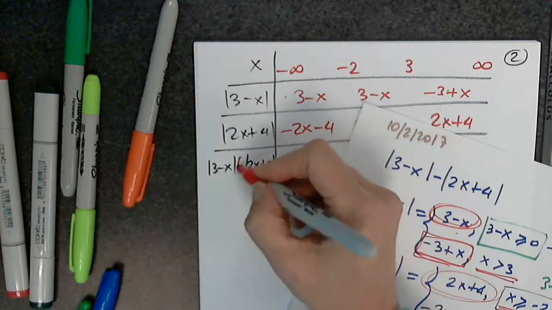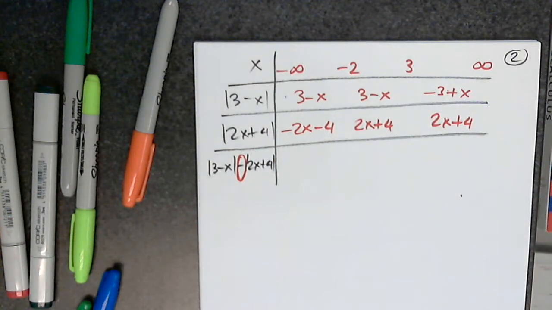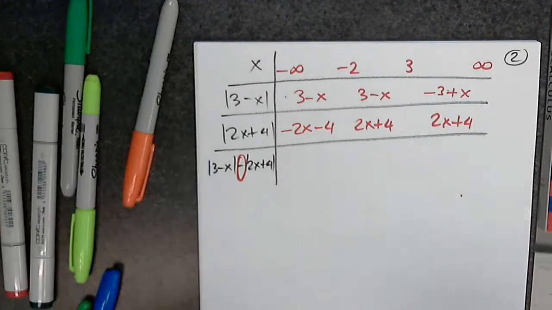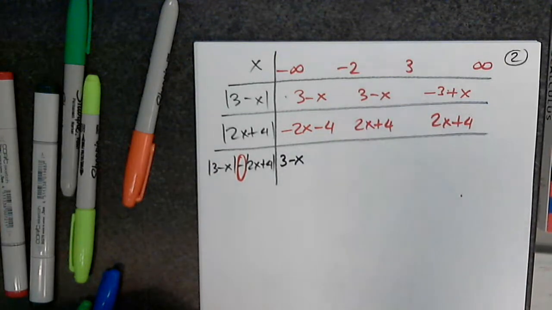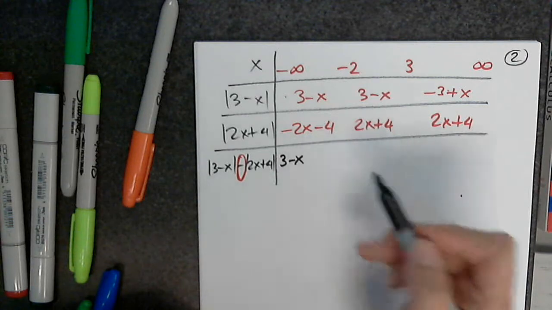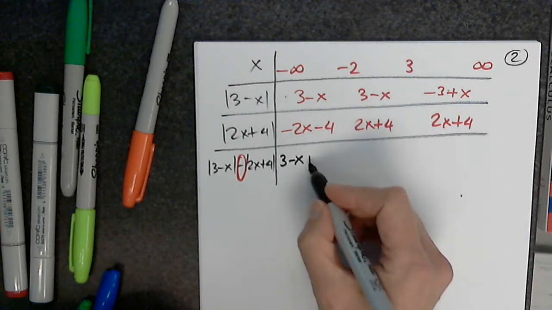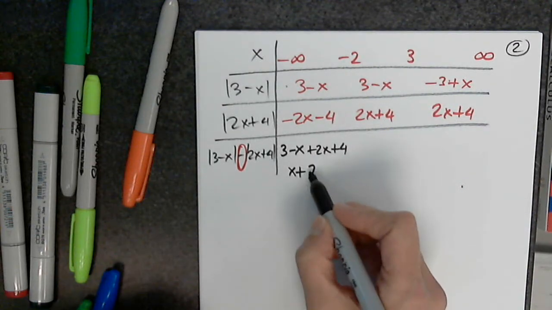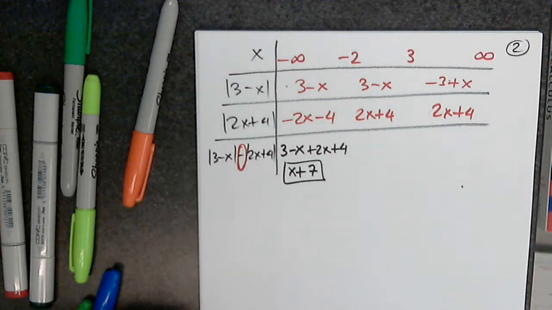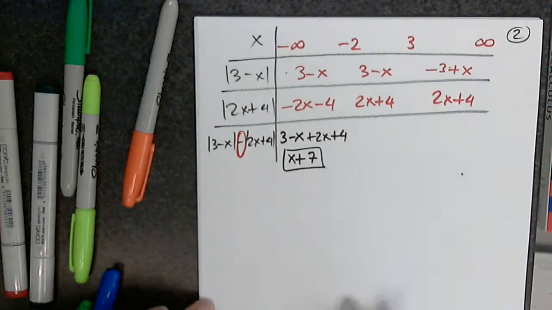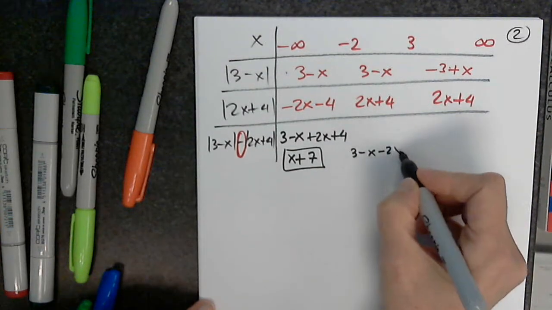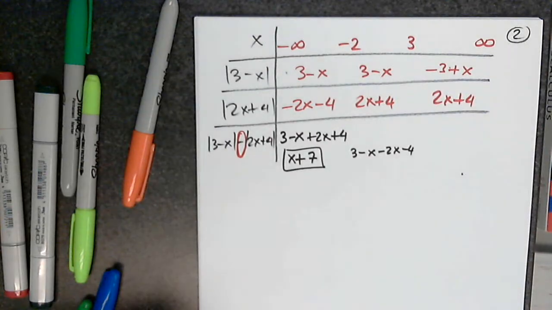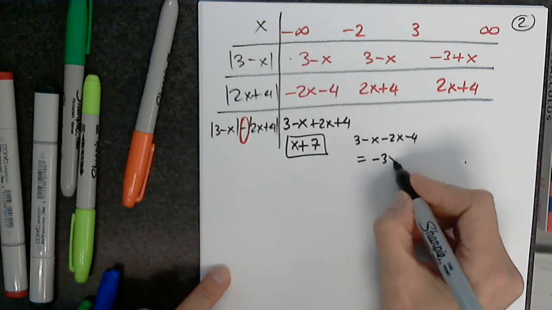Now, remember, I'm asked to subtract. So I have to be careful how I do that. So I have 3 minus x, the opposite of negative 2x, and the opposite of negative 4. So plus 2x plus 4. I perform the calculations and I get x plus 7. Is this clear, everyone? Okay, in the middle, I have 3 minus x minus 2x minus 4 because I have to distribute negative 1 to the second piece. And the answer is negative 3x minus 1.